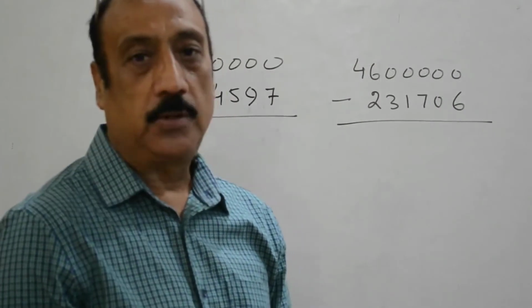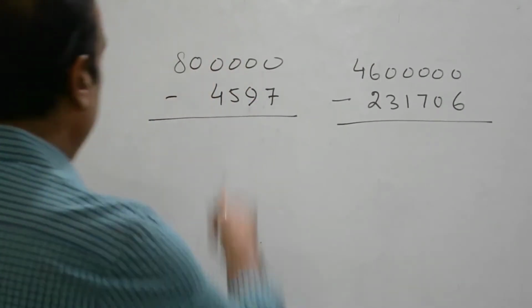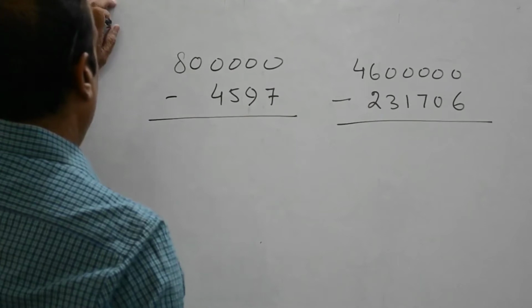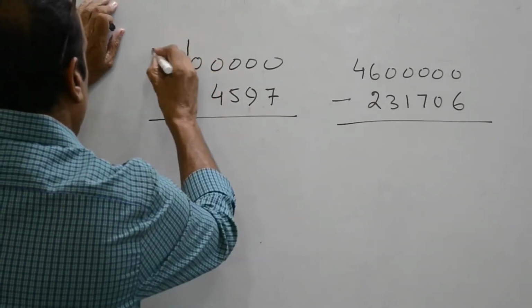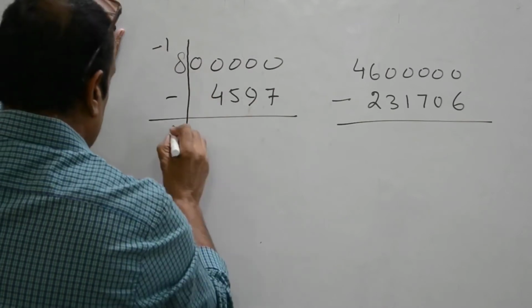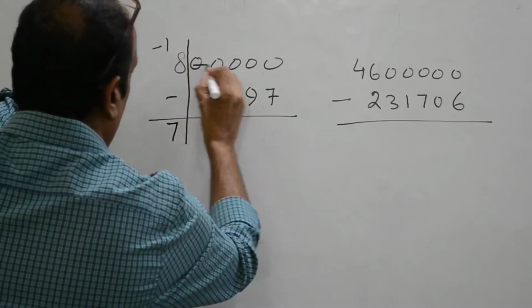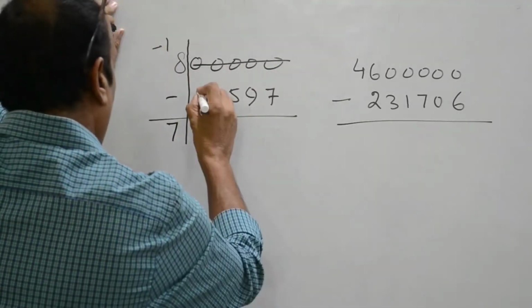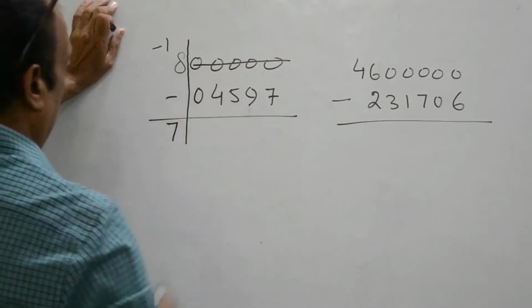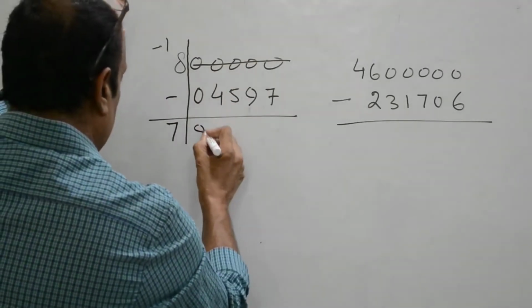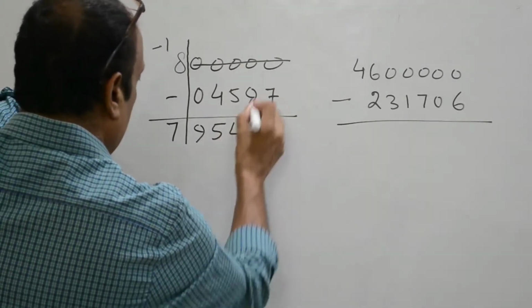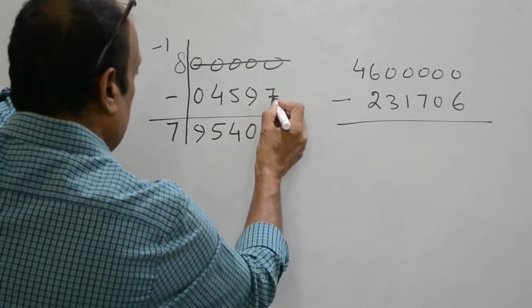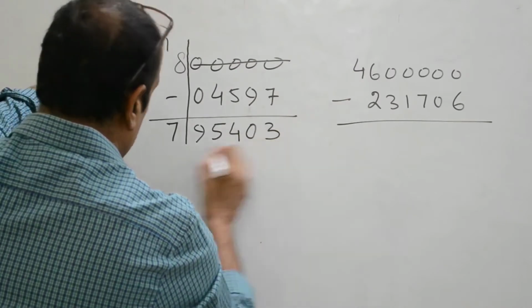Now let us do some practice by solving these sums. So put a line over here, subtract 1 from this 8, it is 7, forget all these zeros, put 0 over here. Now 0 and 9 is 9, 4 and 5 is 9, 5 and 4 is 9, 9 and 0 is 9, and 7 and 3 is 10.